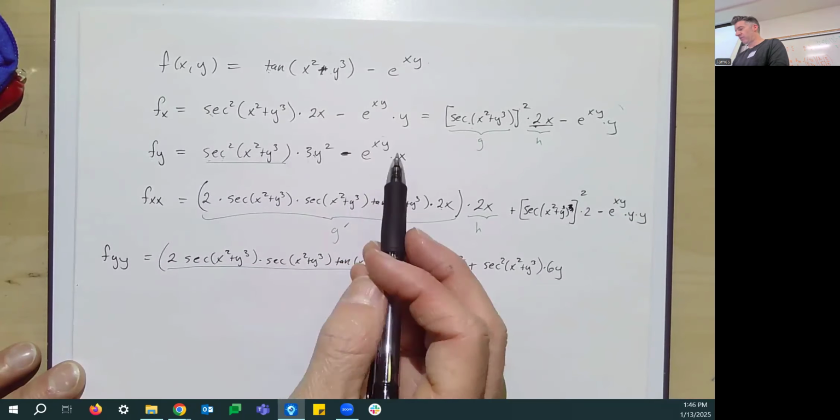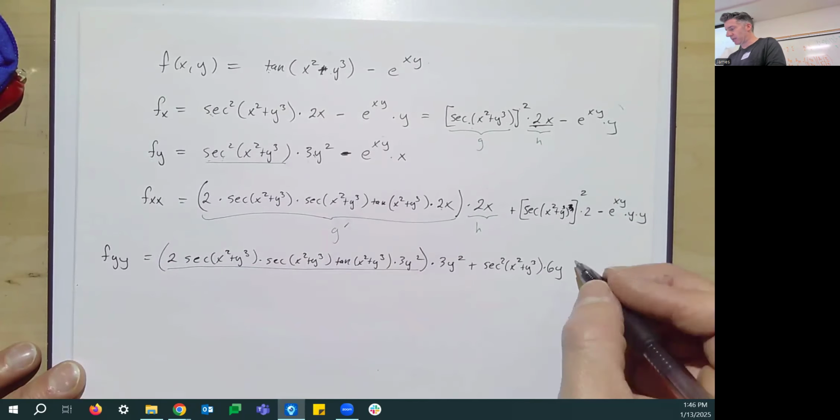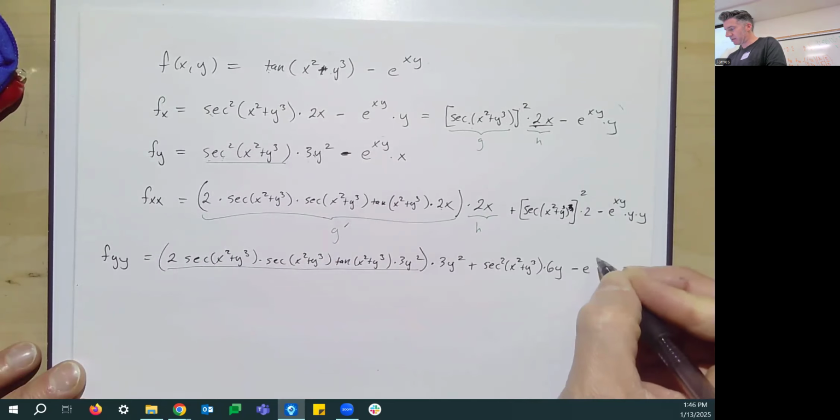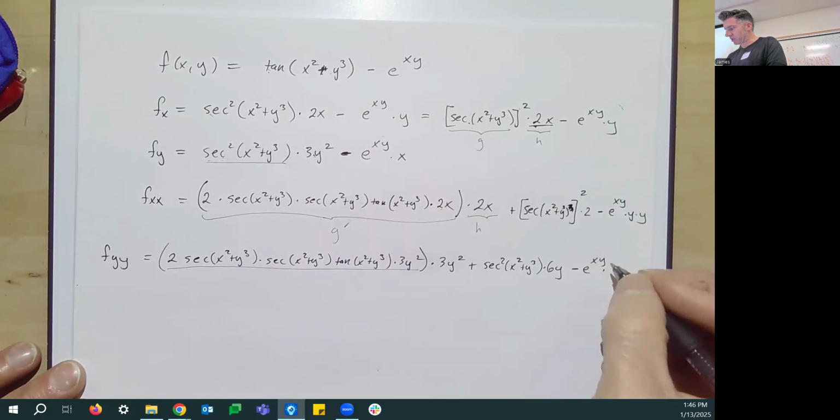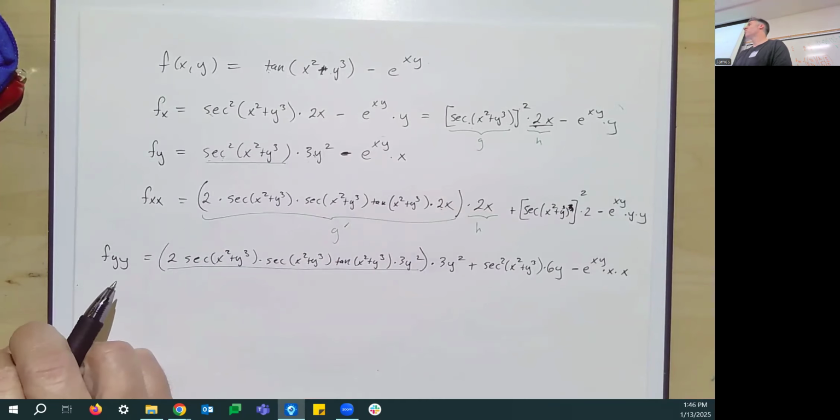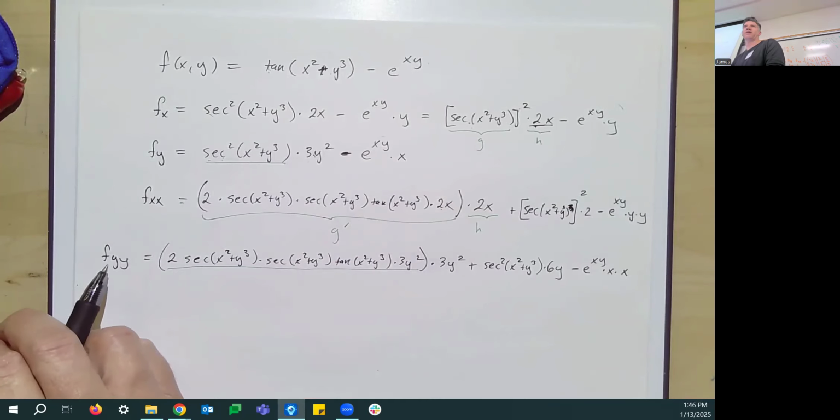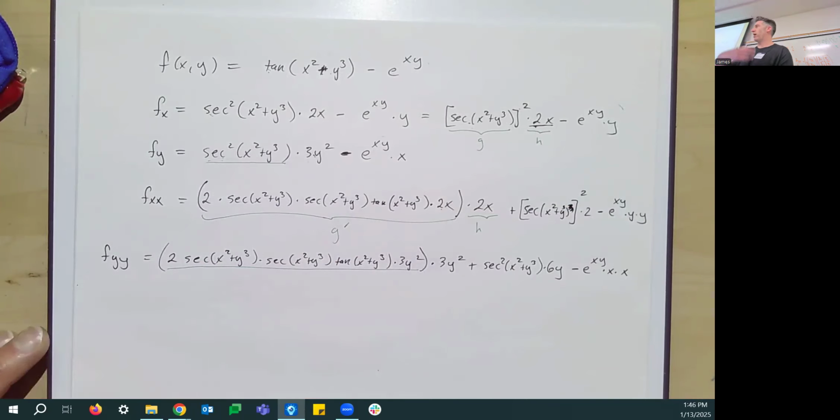Finally, we take the derivative of e to the xy, which is e to the xy times x. And then the other x is just hanging out. Which, yes, a normal person would write e to the xy times x squared. I just was trying to show that we're getting an extra x showing up there. Kind of funky. Maybe a little bit much. That's why I was doing that one.